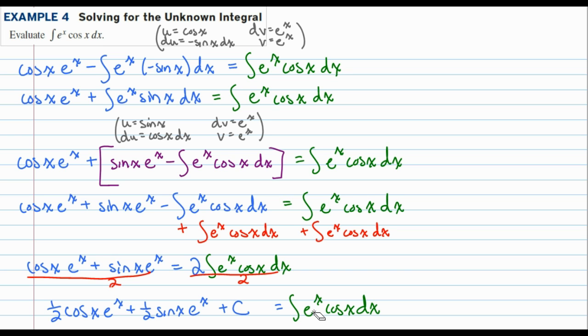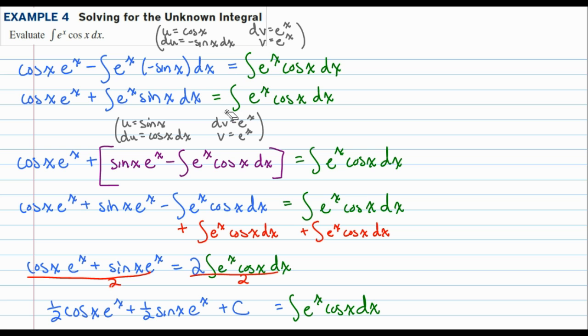The antiderivative of e to the x cosine of x dx equals 1/2 cosine of x e to the x plus 1/2 sine of x e to the x plus c. I know this is blowing your mind right now because we didn't actually really solve for anything. We didn't actually find an integral. We just did integration by parts twice, got a common term, added it to both sides, and then divided by 2. It's almost like we're cheating, but it's not.